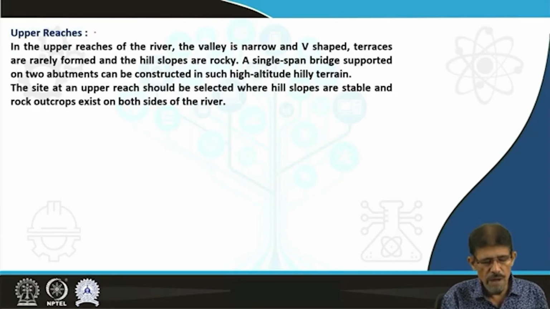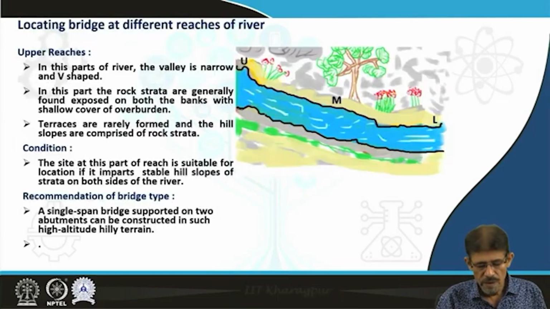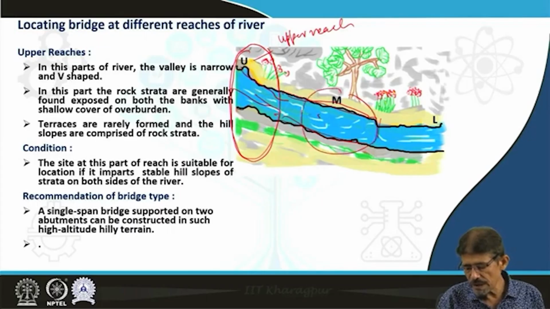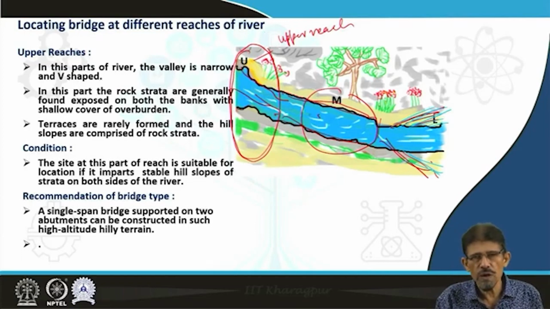Before discussing the upper reaches, here I try to show the bridge in different reaches. Here, this upper part at higher elevations is recognized as the upper reach, and then in the plain area, where the river is going to broaden, here the narrower side is the middle reach, and the lower, which is further widened, is recognized as the lower reach. So first we are going to see the location of a bridge at different reaches, and particularly in the upper reach.